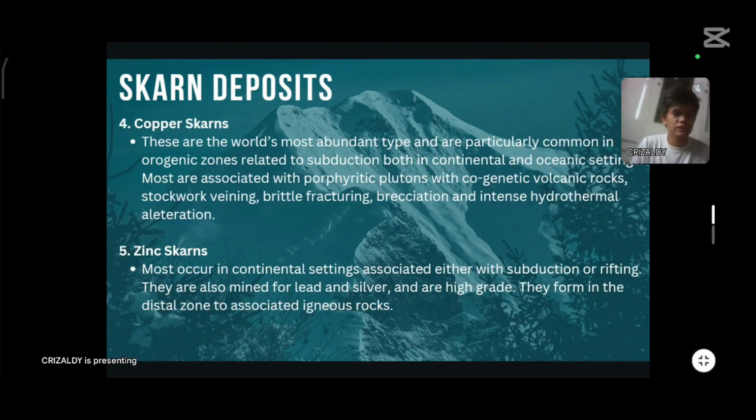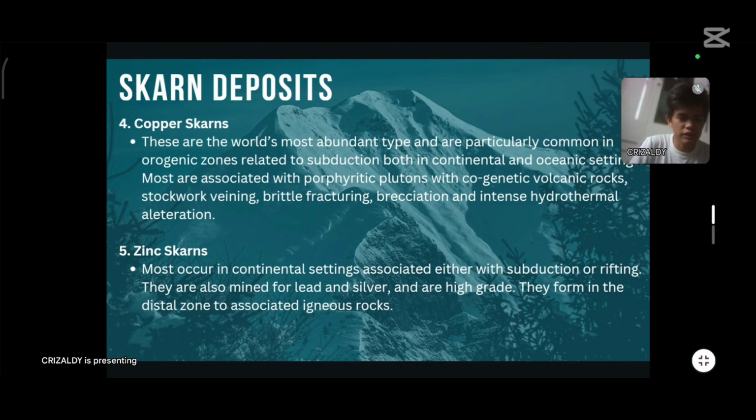Next, copper skarn. These are the world's most abundant type and particularly common in orogenic belts related to subduction, both in continental and oceanic setting. You know na kapag nagkakaroon ng subduction, yung mga magma natin ay nag-rise pataas sa earth surface, kaya commonly nagkakaroon ng mga different type ng skarn, and especially na doon nabubuo yung mga copper skarn and mga zinc skarn.